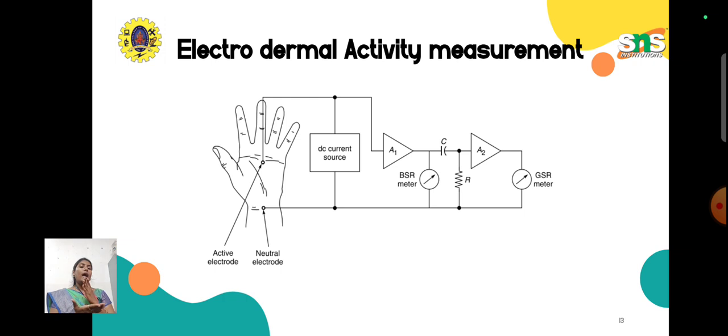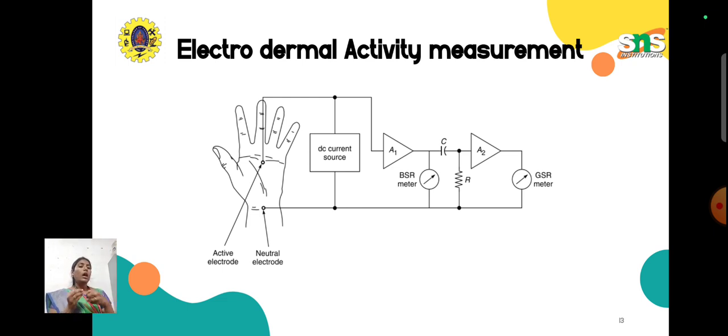Here R is the unknown resistance, and I is the constant current source that we apply, which is known. So when you apply a known constant current to this unknown resistance, you get some voltage drop. That voltage drop is directly proportional to the changes in resistance.